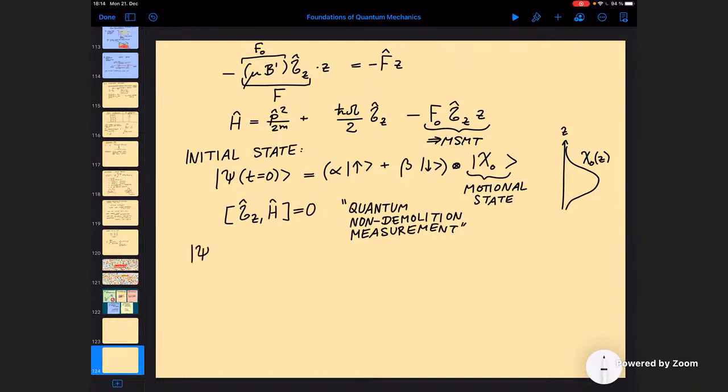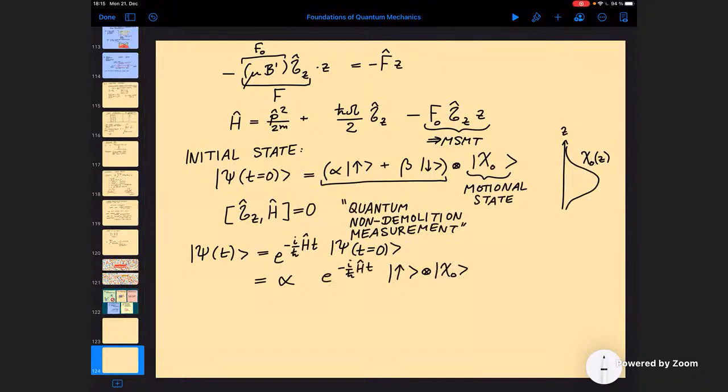So what's the time evolution? Well, fortunately, this Hamiltonian is not even explicitly time dependent. I don't have a driving force that depends on time. So I can just apply the time evolution operator in the form e to the minus i over h bar Hamiltonian times time to the initial state. That's what you always do when the Hamiltonian is time independent. And now I can just pull apart the two pieces of my wave function, namely the piece that goes with alpha and the piece that goes with beta. If I consider the piece that goes with alpha, that's an up state multiplied with the original motional state. And I will apply to that my time evolution operator. And likewise for beta.